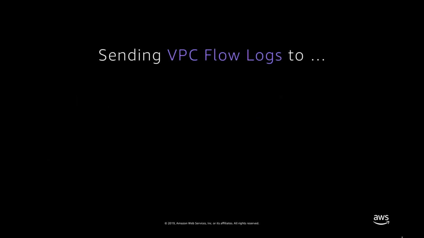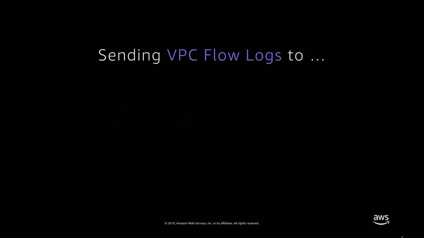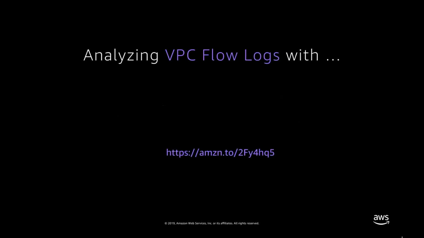And as I mentioned, you can have multiple destinations for VPC flow logs. It could be Amazon CloudWatch. It could be Amazon S3. You could also use Amazon Athena. There are multiple use cases for Amazon Athena. You could go to this URL where we have captured some of the use cases where customers are using Amazon Athena for flow logs.